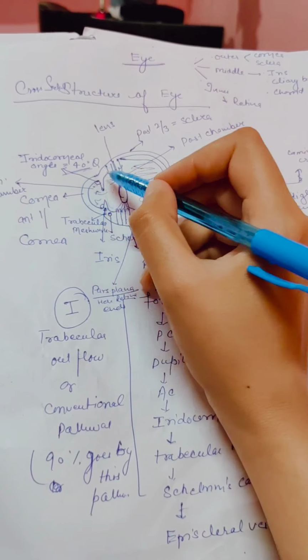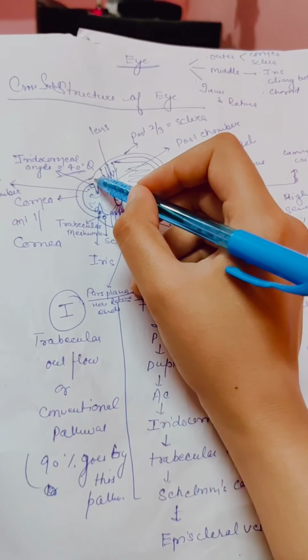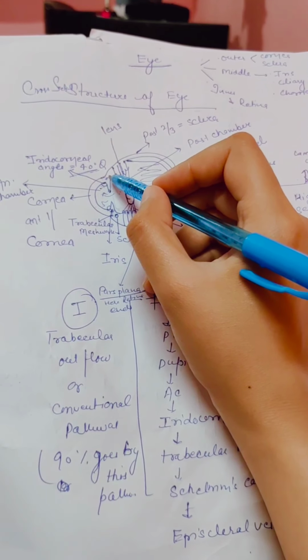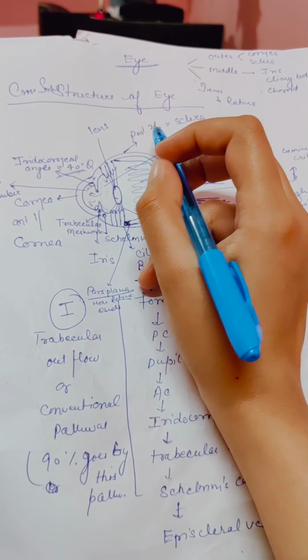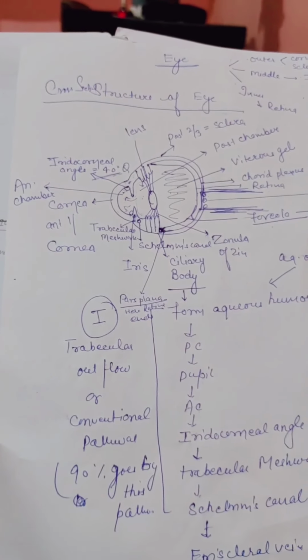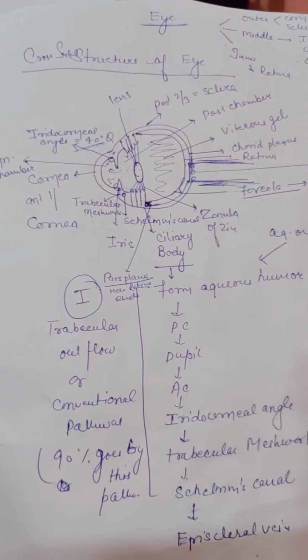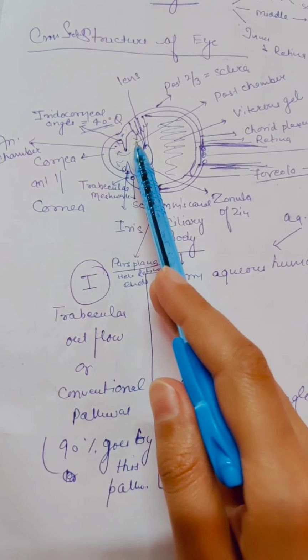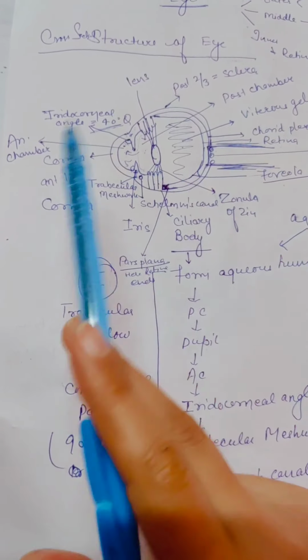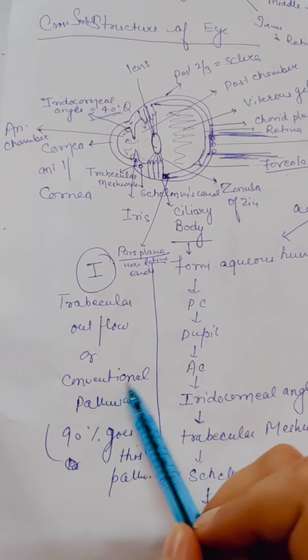This is of 40 degrees. From the iridocorneal angle it goes to the trabecular meshwork, and from the trabecular meshwork it goes to Schlemm's canal. From Schlemm's canal it goes to the episcleral veins. This is the main pathway of aqueous outflow, the trabecular outflow or conventional pathway.